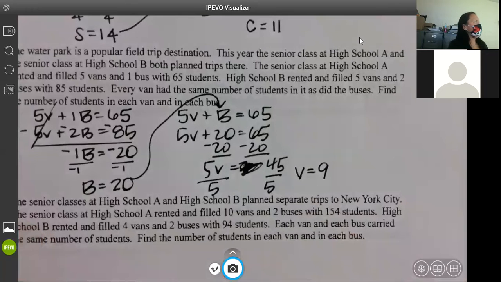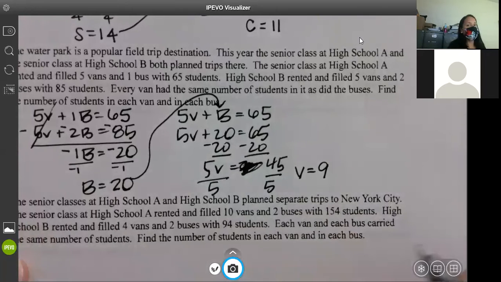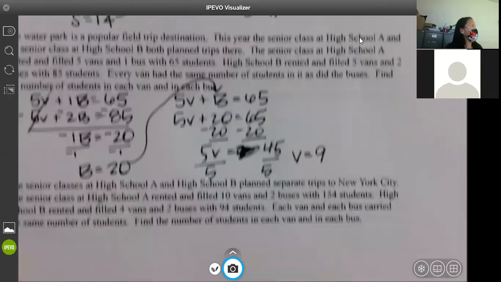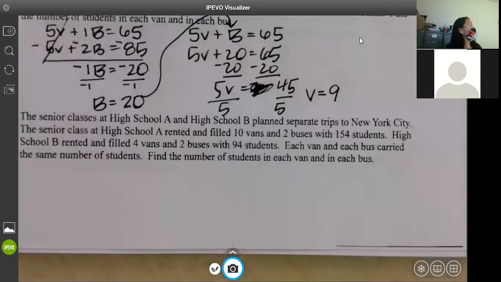So how many people are on a bus? 20. And on a van? 9. That's it. Got it? That's all we're doing today. The only way it gets harder is that nothing matches on your equation and you have to flip the front 2 and multiply. So it's the same thing.